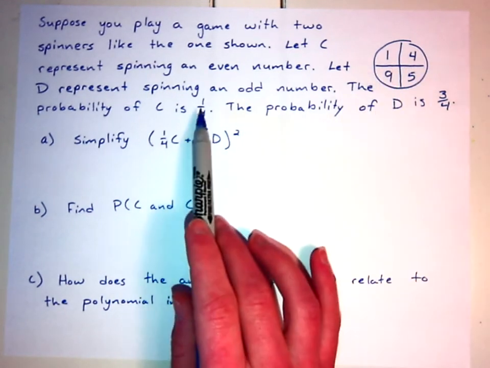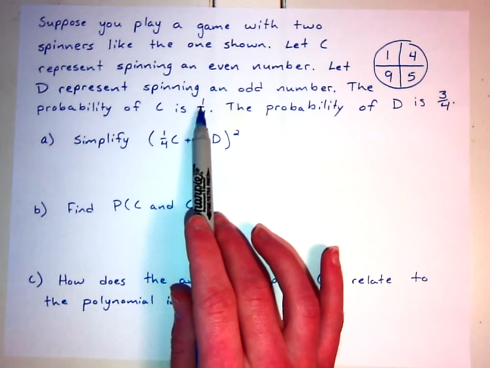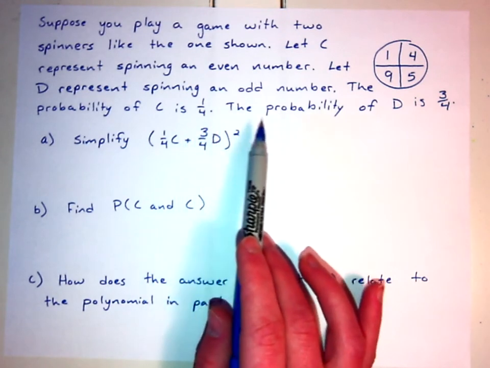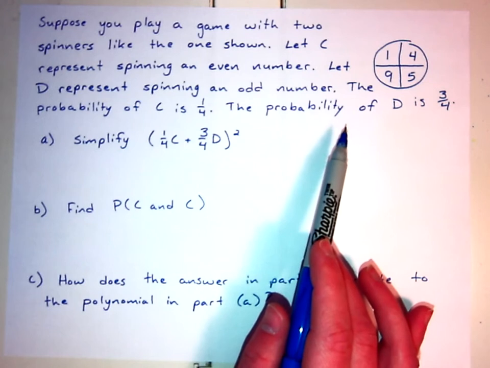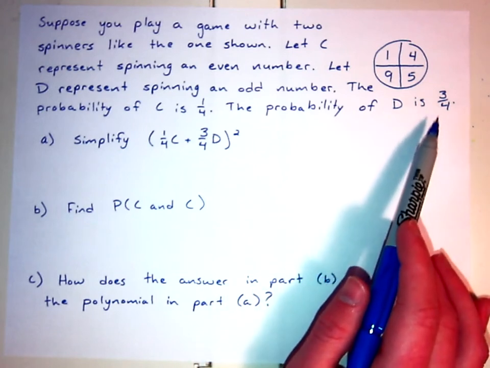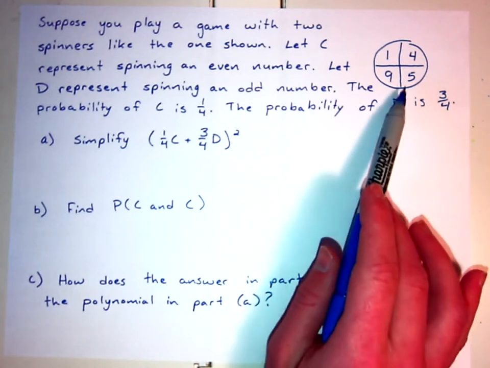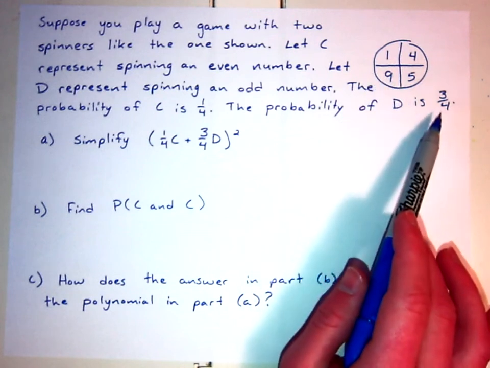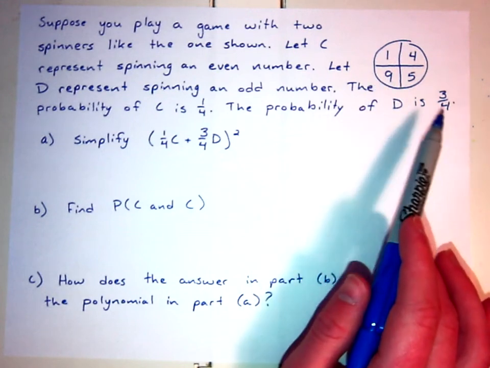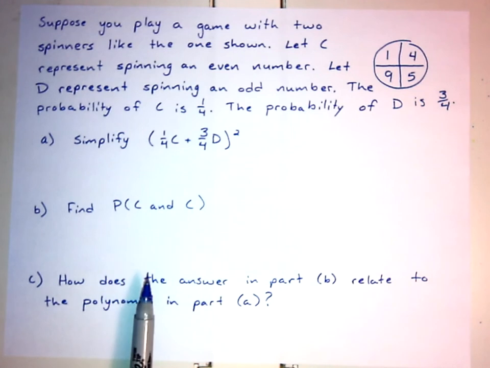Remember, probability is the number of possible outcomes over the total number of outcomes. So it's 1 to 4. The probability of D, which represents spinning an odd number, is 3 to 4, because we have three odd numbers when there are four possible outcomes. So let's use this information to solve this three-part question.